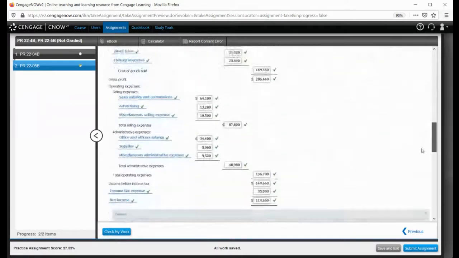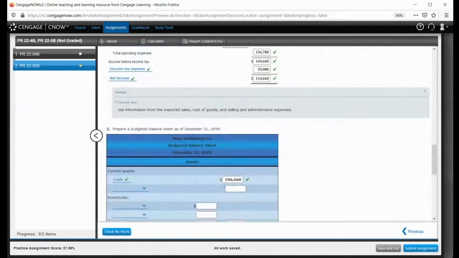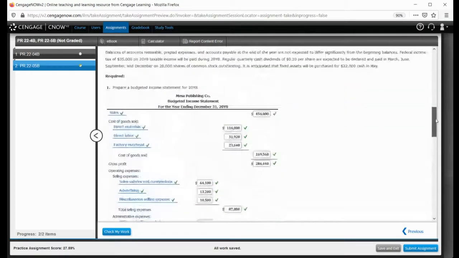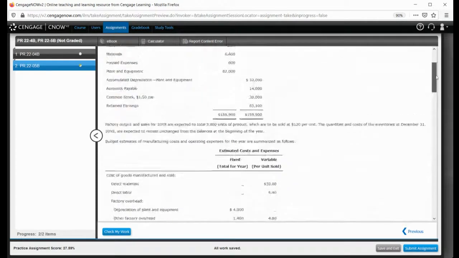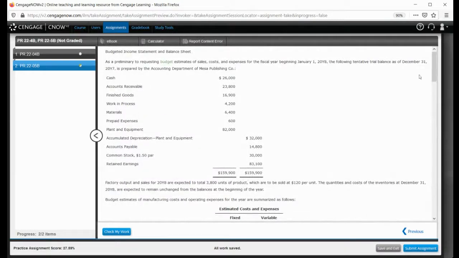23,800 is the amount that you would plug in for your accounts receivable, which is considered to be a current asset. Again, the amount is 23,800.